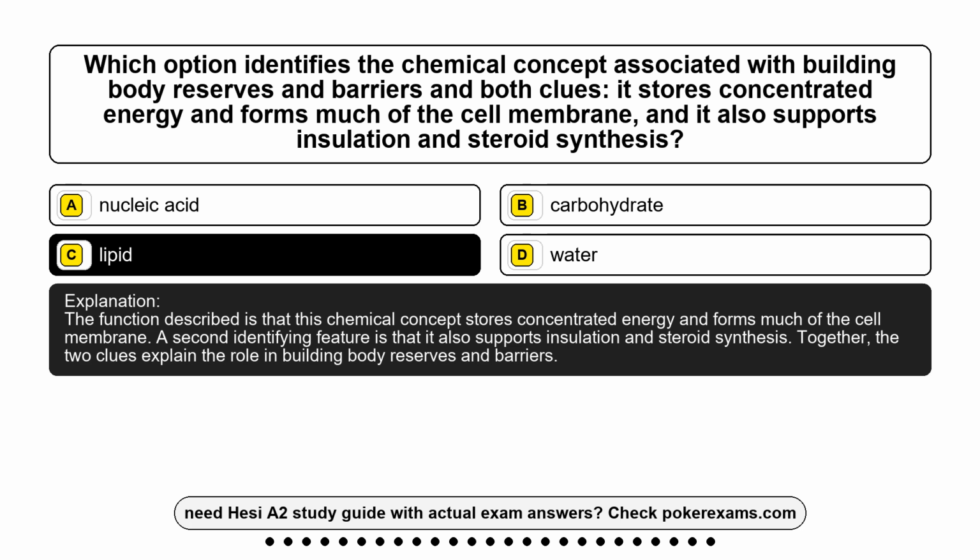The function described is that this chemical concept stores concentrated energy and forms much of the cell membrane. A second identifying feature is that it also supports insulation and steroid synthesis. Together, the two clues explain the role in building body reserves and barriers.